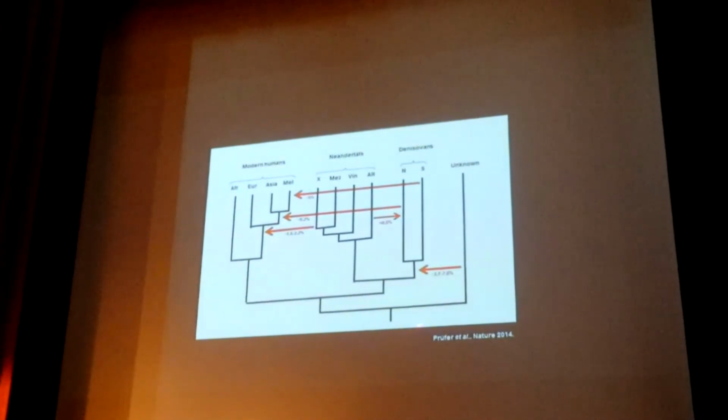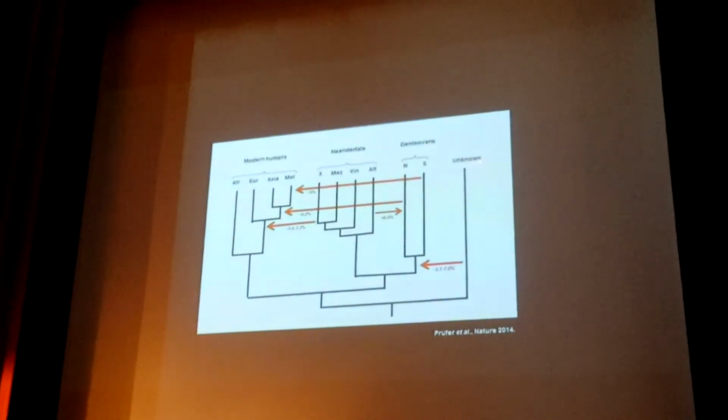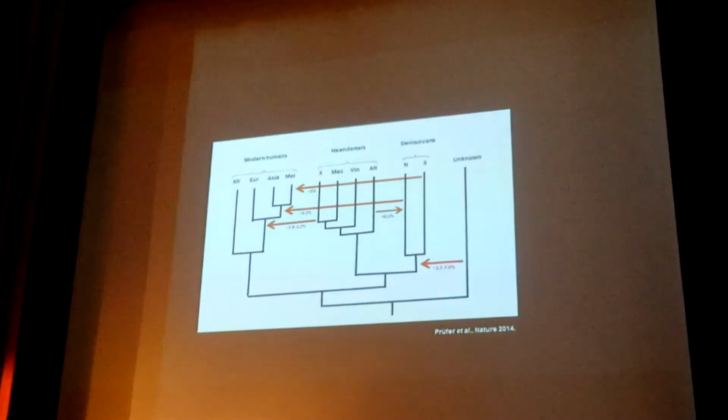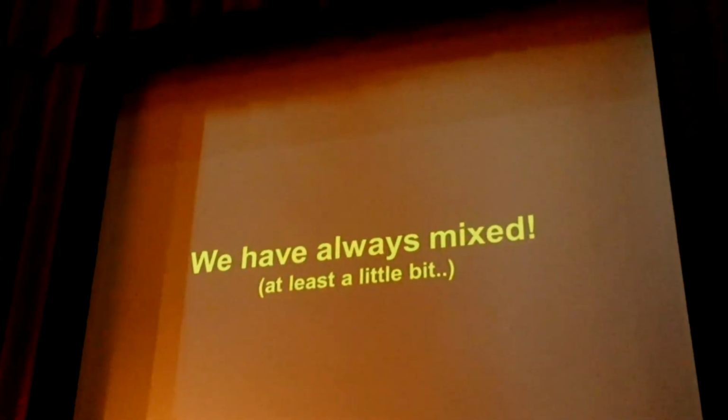Something that split 1 million years or more from the human lineage. So it's very tempting to say that this unknown contributor here is Homo erectus we saw in Asia contributing. So the conclusion is human groups have always mixed, at least a little bit.